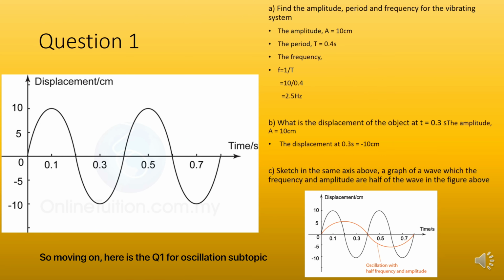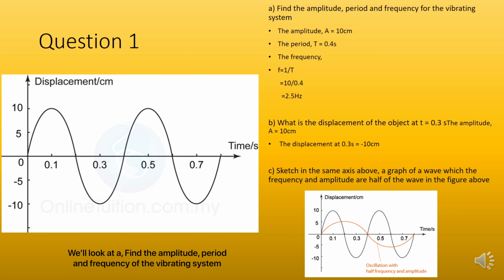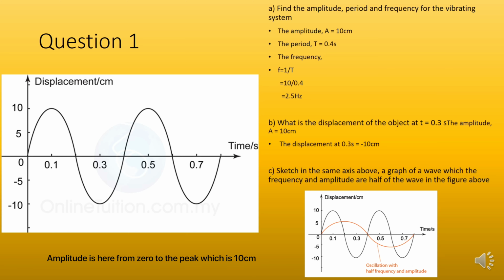So moving on, here is question 1 for this oscillation subtopic. We'll look at A. Find the amplitude, period, frequency for the vibrating system. So first, amplitude. Amplitude is here from 0 to the peak, which is 10 cm. And period, we can look from peak to peak, which is 0.5 minus 0.1. So 0.5 minus 0.1 equals 0.4 seconds.